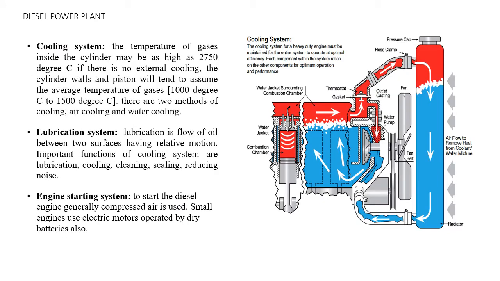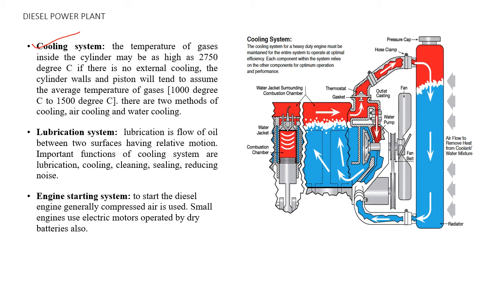The next component of diesel engine power plant is a cooling system. Usually the temperature of gases inside the cylinder will be very high, around 2000 degree Celsius. If there is no cooling system provided, then the cylinder walls and piston will attain the temperature of gases and there will be wear and tear. To avoid this, we use the cooling system. We have two types, air cooling and water cooling. We'll study this cooling system in detail in the further slides.